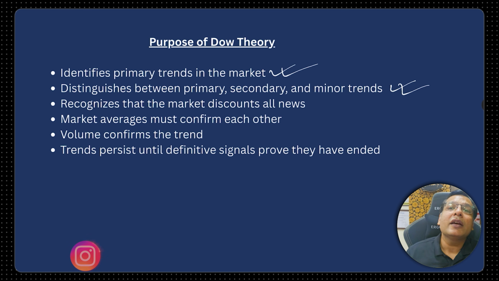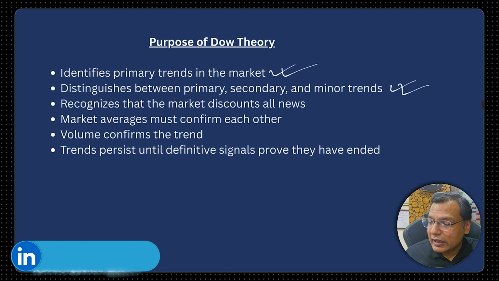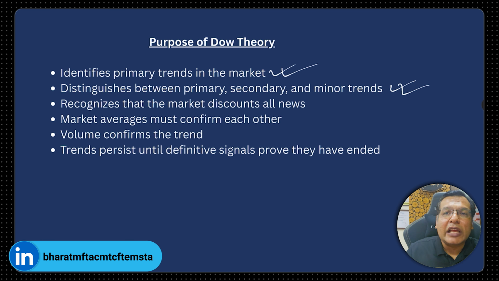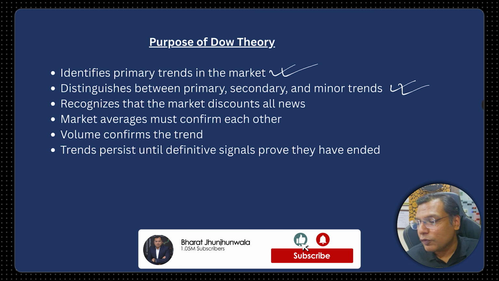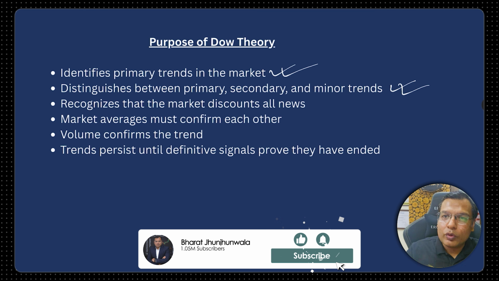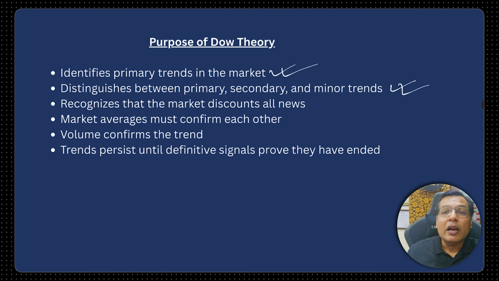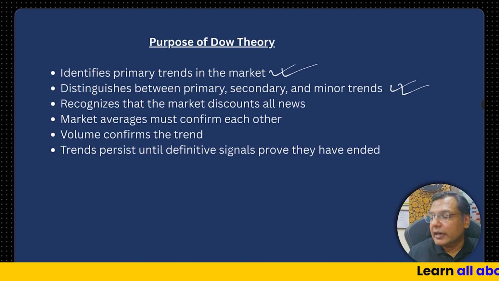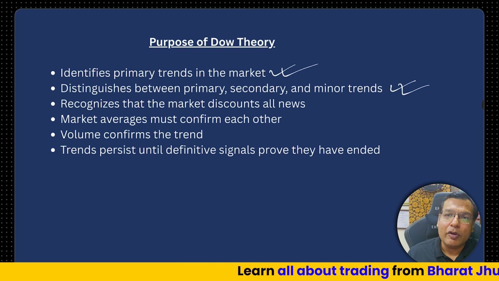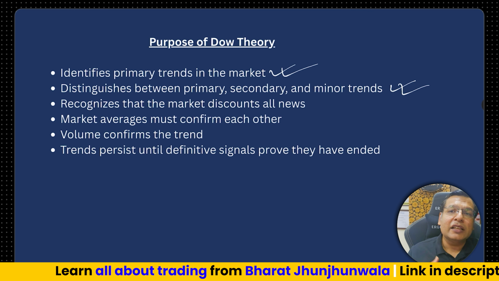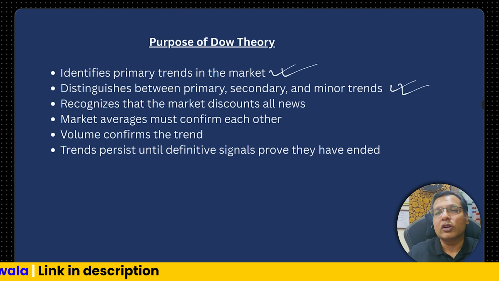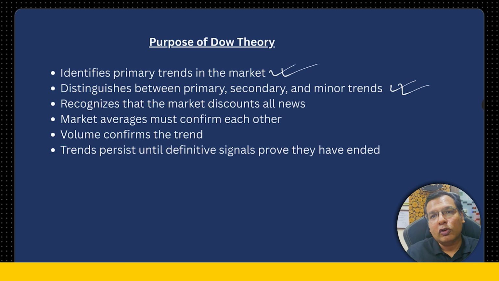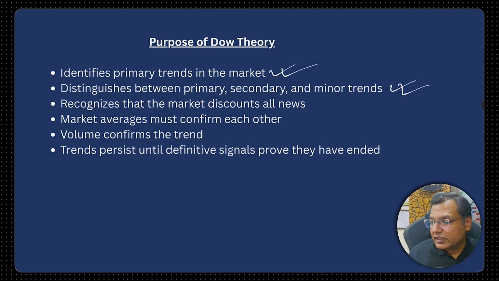Now why is it important? Because it will help you to distinguish between what type of trades you want to do. So if you want to do a longer term trade, you have to focus on the primary trend. If you want to do a shorter term swing type of trade, maybe with the trend or against the trend, then the secondary trend has to be followed. But if you are interested in very short term trades like intraday trades or some scalping trades, or even like buy today, sell tomorrow, sell today, buy today type of trades, then minor trends have to be kept in mind.